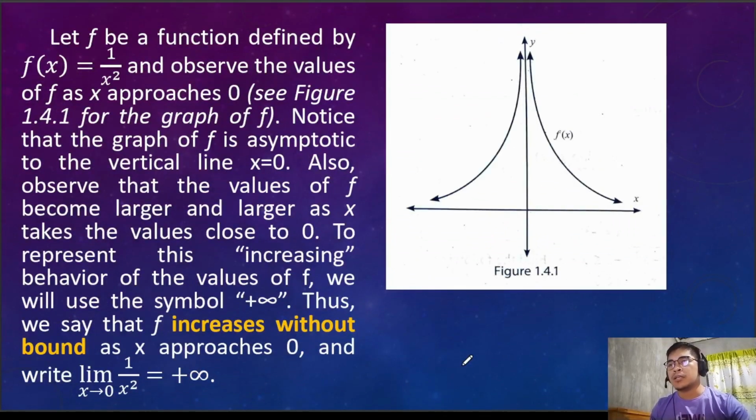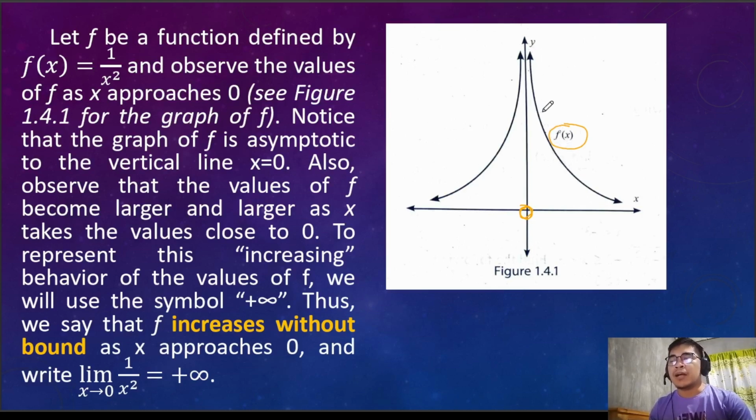First, let us check and observe this given graph. Let f be a function defined by f of x equals 1 over x squared, and observe the values of f as x approaches 0. So as we approach 0 sa atong x, observe ang nahitabo sa atong y. So here, this is the origin where we can find the x. The value we have is 0.